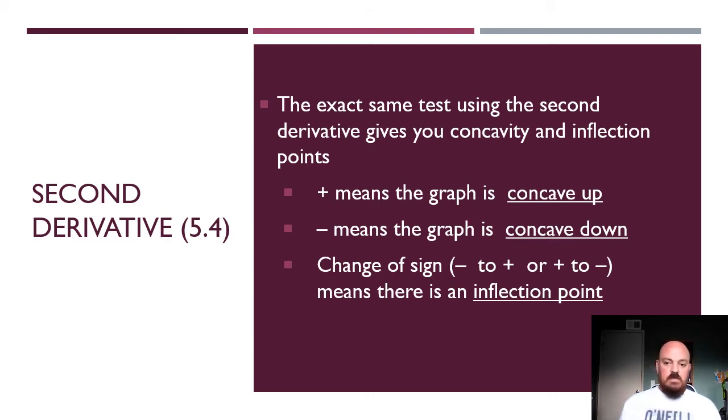And the good news for this test is we don't have to differentiate. Like with the first derivative, when it changes from plus to minus, it's a maximum, but when it changes from minus to plus, it's a minimum. Now this one, plus to minus, minus to plus, it doesn't matter. If it changes, we just call it an inflection point.